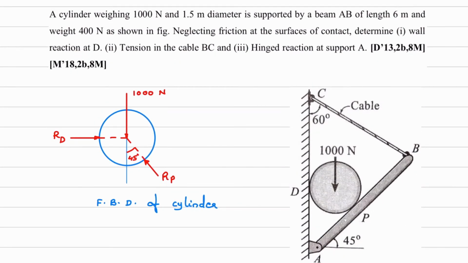We'll go through the question. A cylinder weighing 1000 Newton. So here you can see this is a cylinder weighing 1000 Newton and 1.5 meter diameter. So diameter of this cylinder is given, is supported by a beam AB. So this is a beam of length 6 meters. So length is given 6 meter and weight 400 Newton. So this beam, its weight is given. What is the weight? It is 400 Newton.